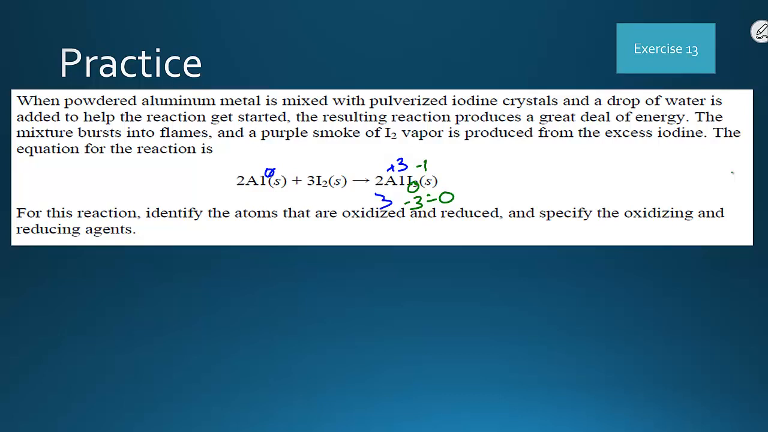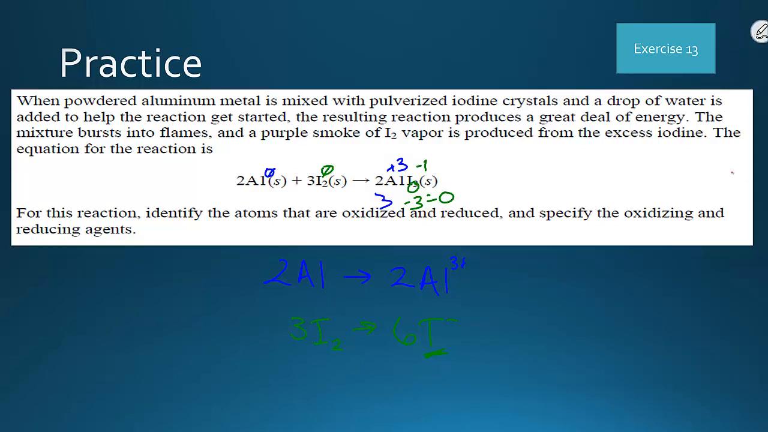Now, it didn't start that way. Elemental iodine would have an oxidation state of nothing. So our two half reactions here are that solid aluminum becomes two aluminum cations, while solid iodine crystals become iodide ions. And while this one is fairly straightforward, they can get more complicated.